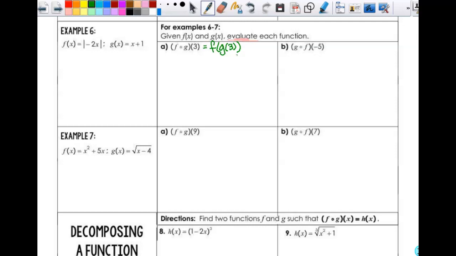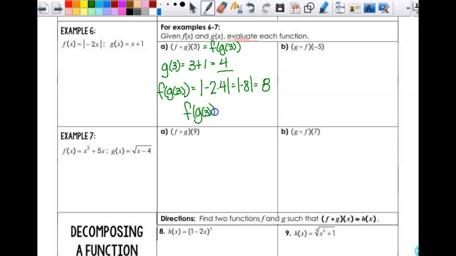If I want f of 5, I substitute 5 in everywhere I see an x. If I want f of g of 3, I have to know what g of 3 is so I can then go substitute it in. So I'm going to find that first. G of 3 equals 3 plus 1, which is 4. So I've got that. That's g of 3. So f of g of 3, in here I substitute in 4. Absolute value of negative 2 times 4 equals the absolute value of negative 8, which is 8. So f of g of 3 equals 8.